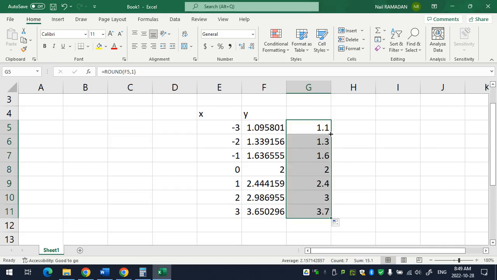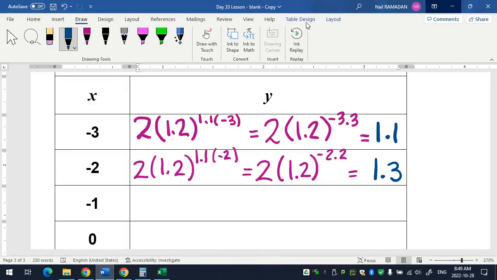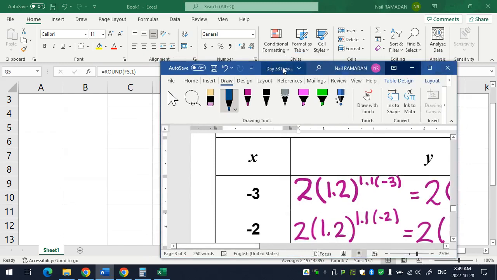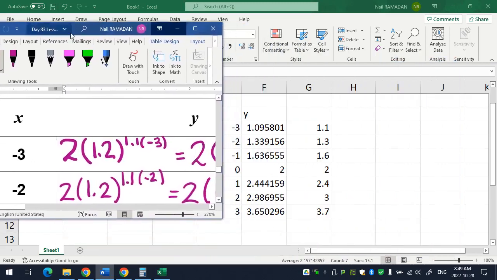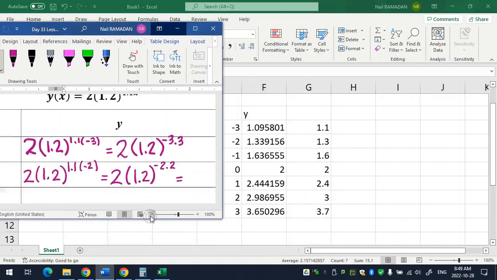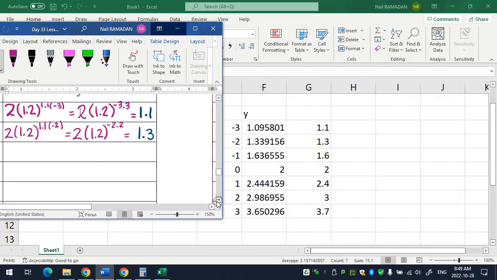So I'm going to write them down only at the end of the cell. What I mean by that is this. Look, I'm going to minimize this. I'm going to drag it here. Zoom out. And these are my values.